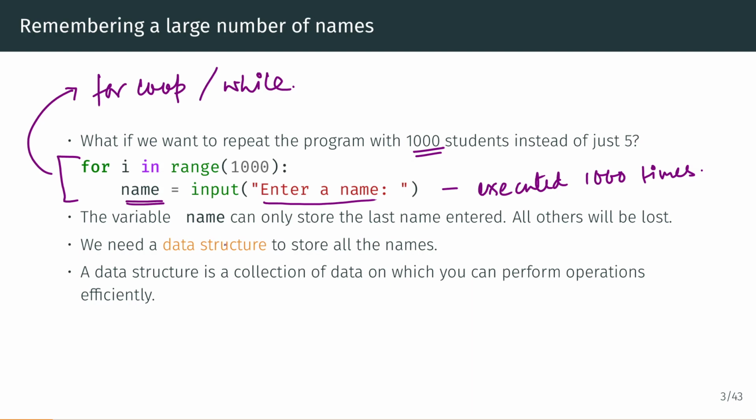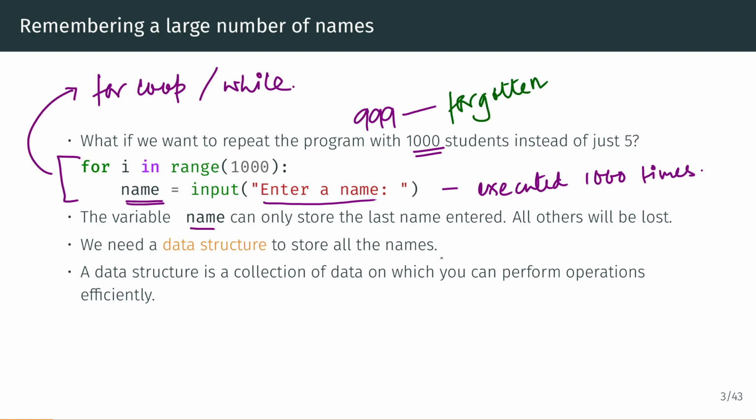That's it. Now the problem with this approach is the variable name can only store the last name entered, so it will forget the first 999 names. That would be forgotten.